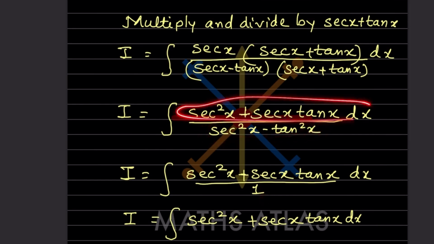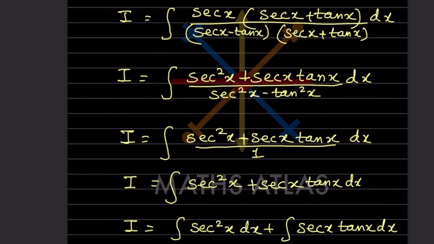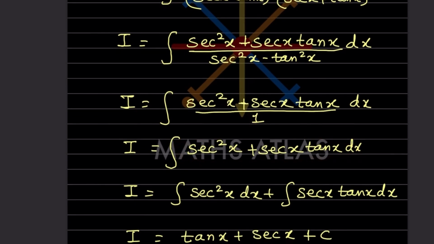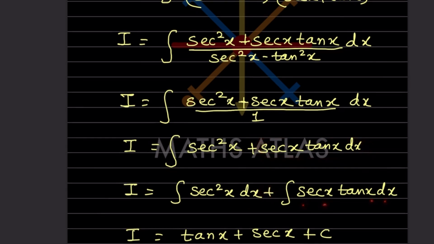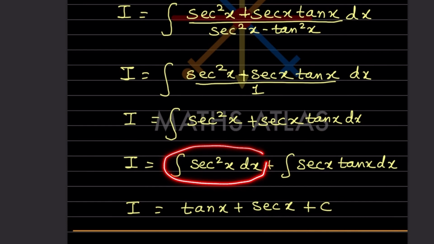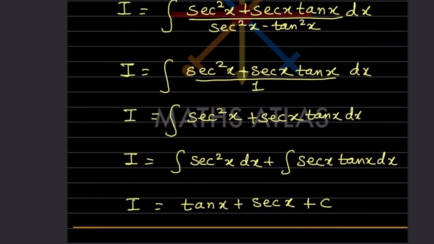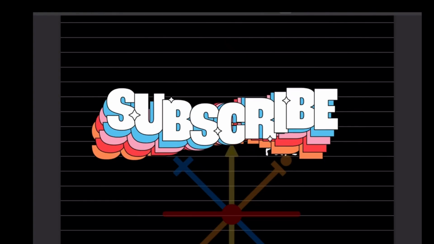So the numerator we'll keep as it is, and anything divided by 1 is the same. Now we will write it separately. For this one we write integration of sec square x dx, and for this a separate integration, sec x dx. The integration of sec square x dx is tan x, and the integration of sec x dx is sec x, and we have to write plus c. So this is the answer, and by this we have completed.